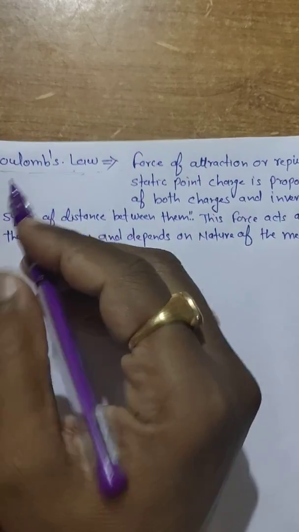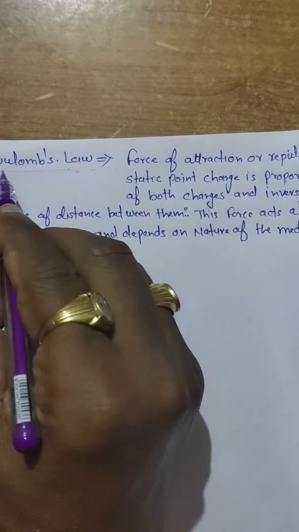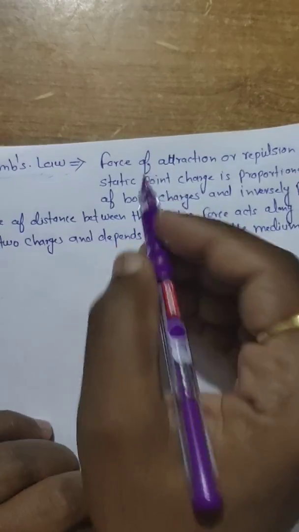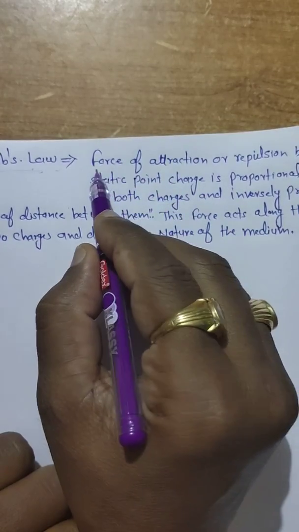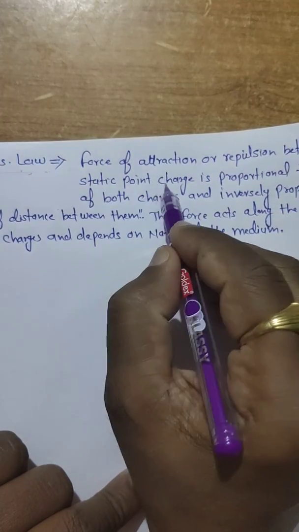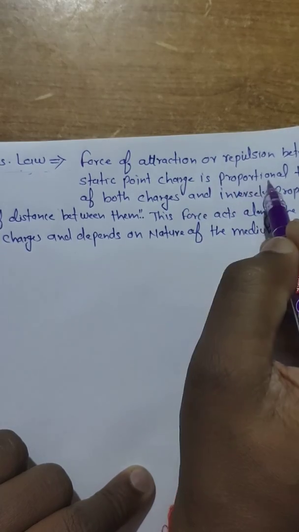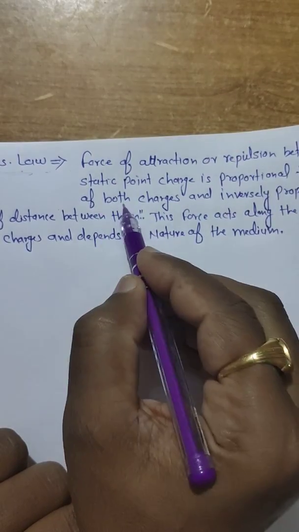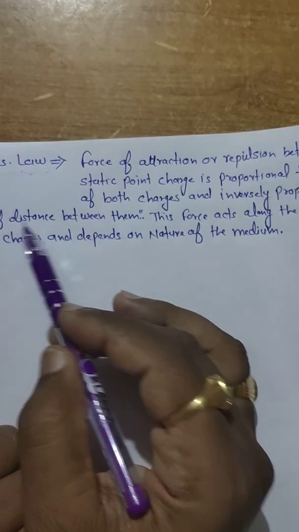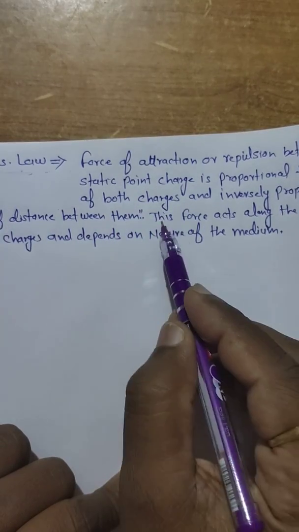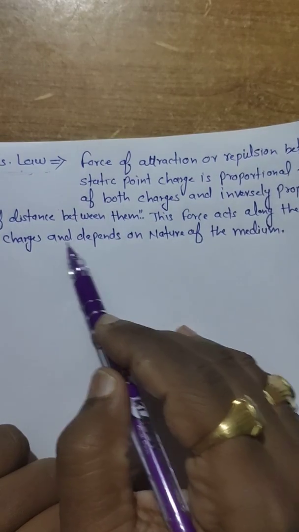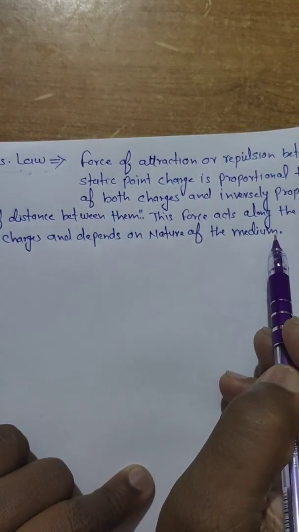Hello dear students, today I will start Coulomb's law, which is related to electrostatics. According to Coulomb's law, the force of attraction or repulsion between two static point charges is proportional to the product of both charges and inversely proportional to the square of the distance between them. This force acts along the line joining the two charges and depends on the nature of the medium.